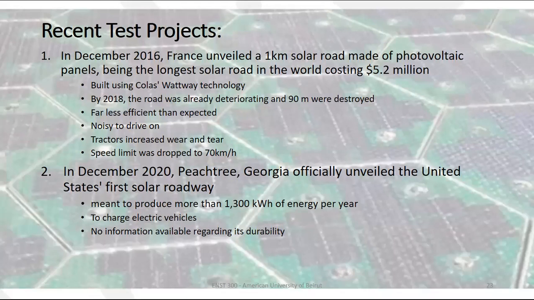It was far less efficient than expected and too noisy to drive on. The tractors that drove on it increased the wear and tear, so they had to drop the speed limit to 70 kilometers per hour. In December 2020, the United States also unveiled its first solar roadway, which was constructed in Georgia. It was meant to produce more than 1,300 kilowatt hours of energy per year, mainly to recharge electric vehicles. No information is available regarding its durability because it is very recent, but it is predicted to have the same fate because it was constructed using the same Colas Wattway technology.